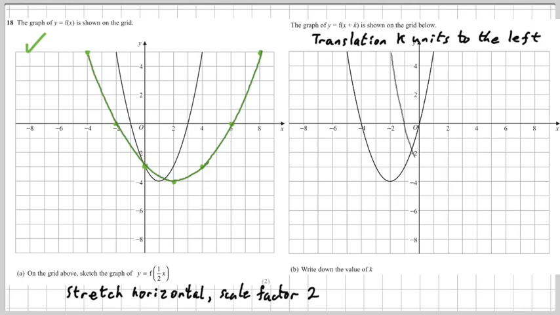But just so it's clear, on here I've just drawn the original curve, and we can see that all of the key points on that curve have moved left 3 units. So k is just 3.